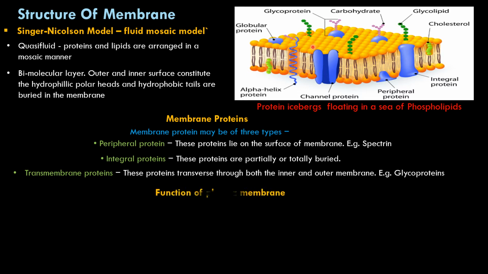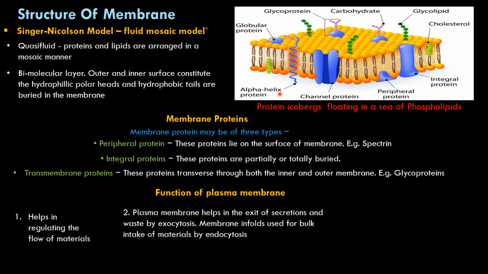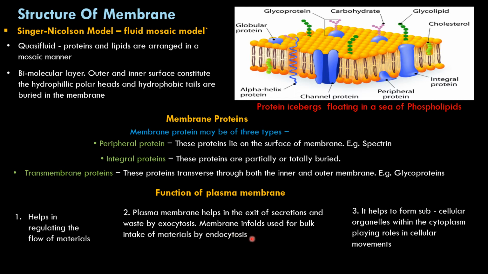So let's discuss a few functions of the plasma membrane. Other than acting as a protective cover for the cytoplasm, it also helps regulate the flow of material due to its selectively permeable nature. It also helps in the exit of secretions and waste by exocytosis. The cell membrane also folds up to intake materials by the process of endocytosis. It also helps to form subcellular organelles within the cytoplasm, which helps in cellular movement of substances within the cell.